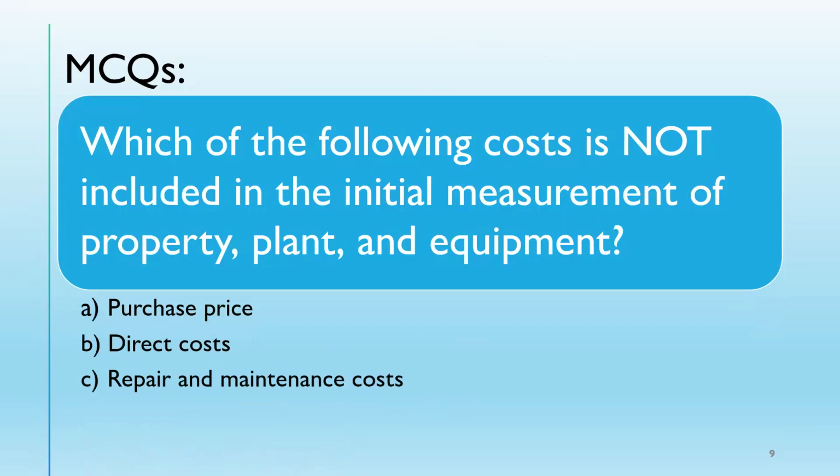Third question, which of the following costs is not included in the initial measurement of property, plant, and equipment? Option A, purchase price. Option B, direct cost. Option C, repair and maintenance cost. The correct answer is option C, repair and maintenance cost, since purchase price option A and direct cost option B both are included in the initial measurement of property, plant, and equipment PPE.